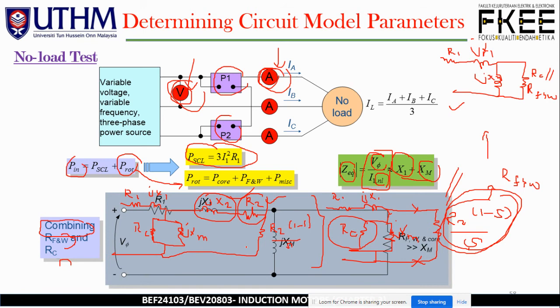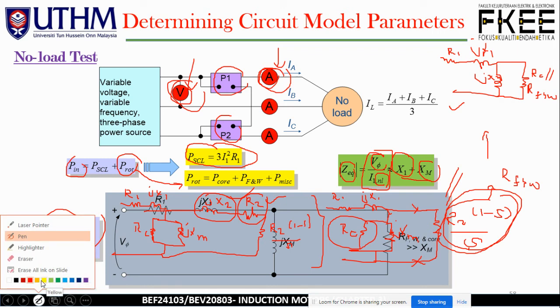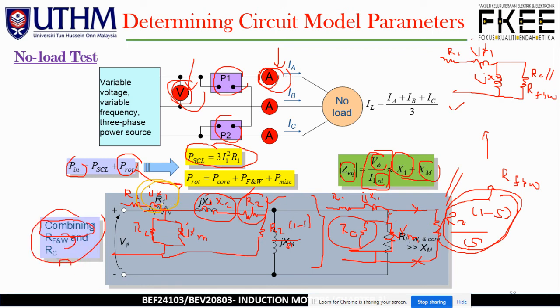So if we go like this, you can see from your own slide before, we combine R F and W and Rc. So we still have our R1 over here. Let me change the color. We still have our jX1 over here, and we just have jXm over here, and also the Rf, F and W and core, which is much larger than Xm.